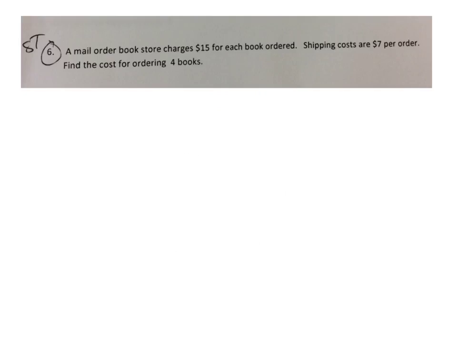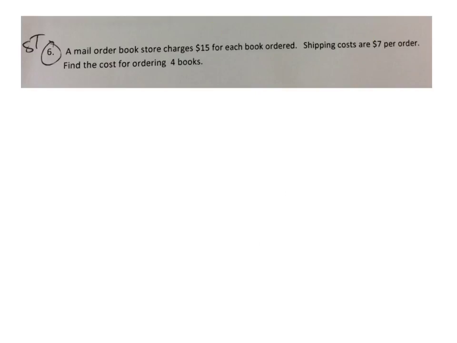Okay, so for your last example here, one you're supposed to work, it says a mail order book store charges $15 for each book ordered. Shipping costs are $7 per order. What is the cost for ordering 4 books? So here's the thing. No matter how many books you order, you only pay $7 shipping just one time. You order 1 book, $7 shipping. So 15 plus the 7. Order 100 books, right? 15 times the 100 plus $7 shipping.